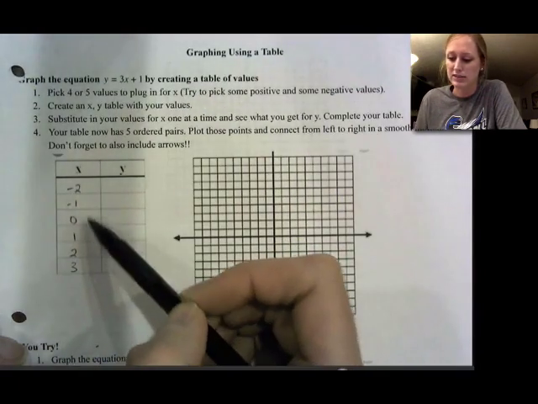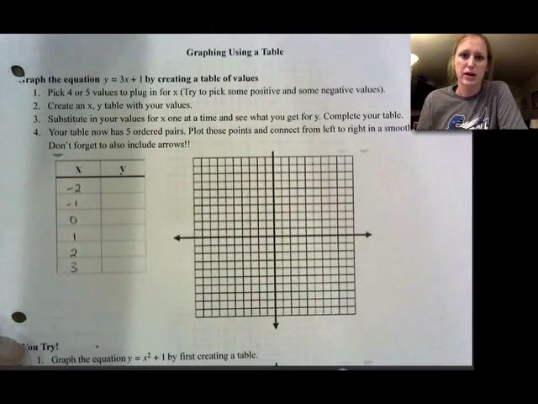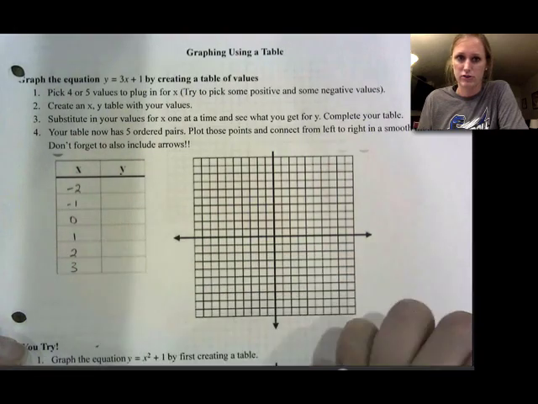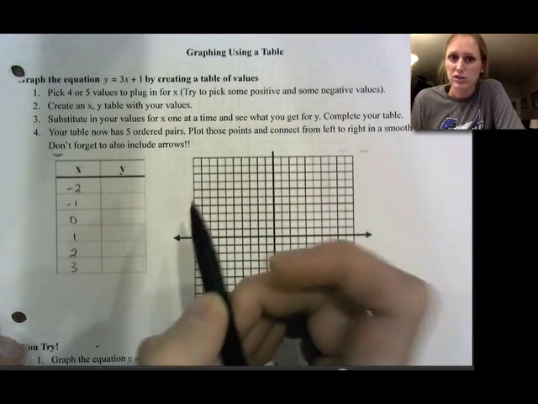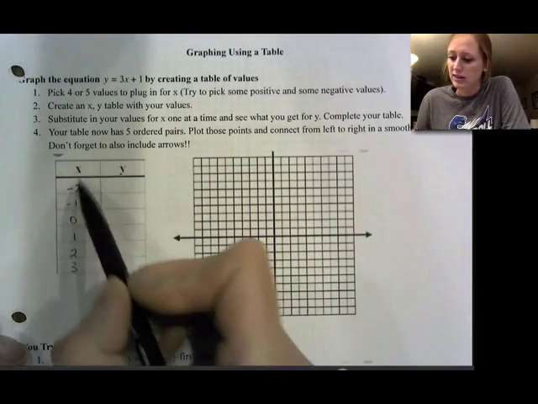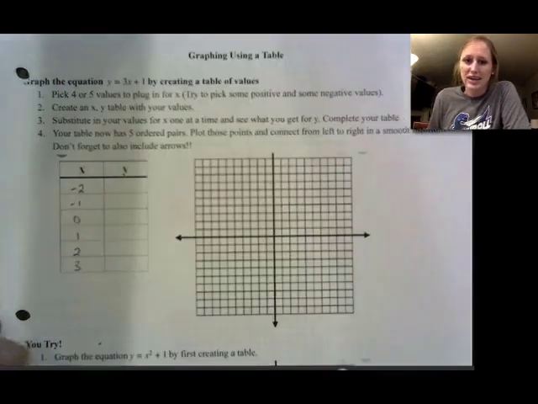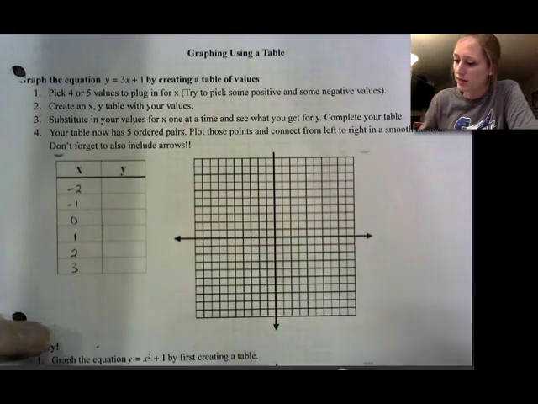So I already picked some x's here. And notice this note, try and pick some negative and positive. So I already picked some, and I have a couple negative ones thrown in there too. Here's what we're going to do. We are going to plug in these different x's into my equation to get the y's. So I'm going to kind of do that over here.